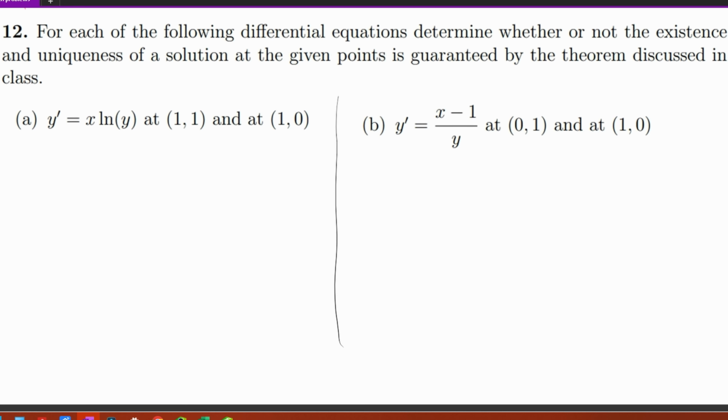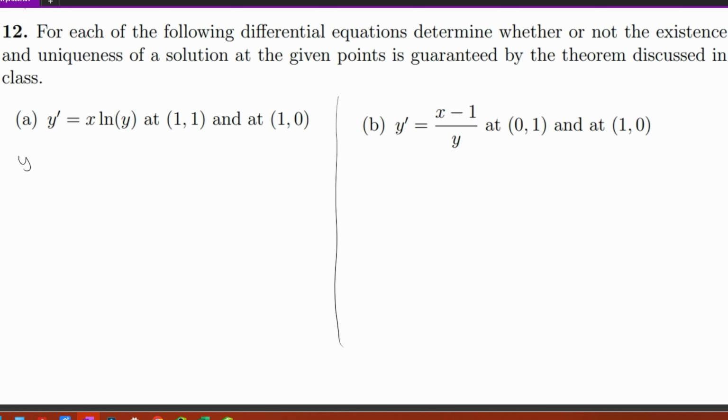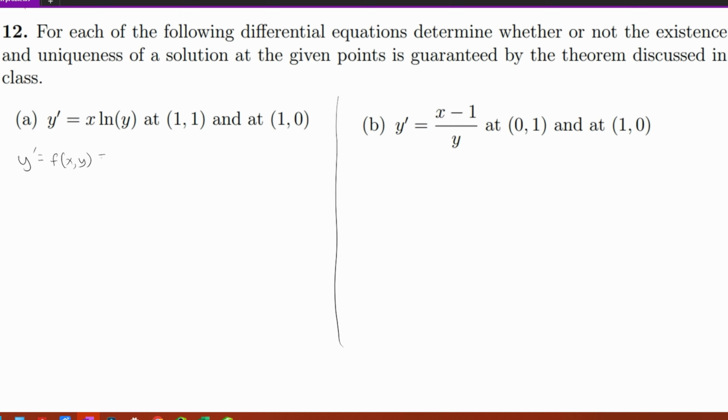Differential equations, we need to determine whether or not the existence and uniqueness of a solution at the given points is guaranteed by our theorem. And we're going to go over that theorem. So the theorem that we need to use is that our y prime is equal to f(x, y). And this is because we're given 2 points, and this is going to be equal to x ln y.